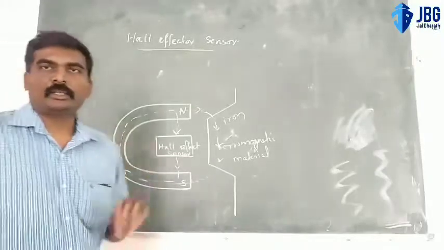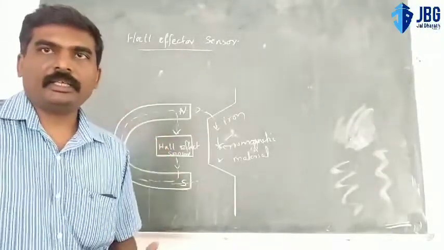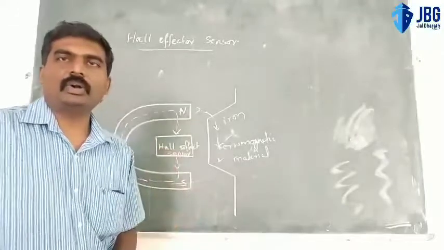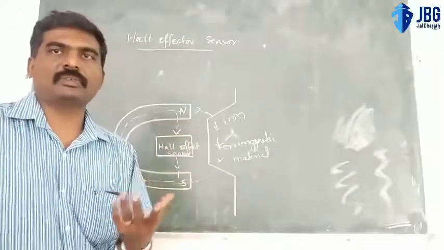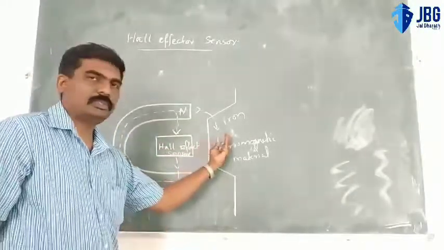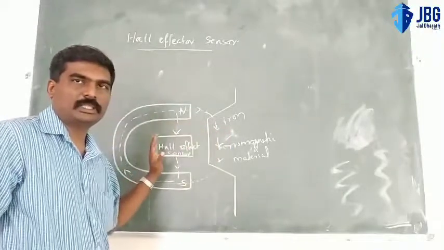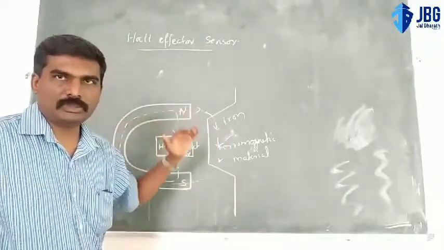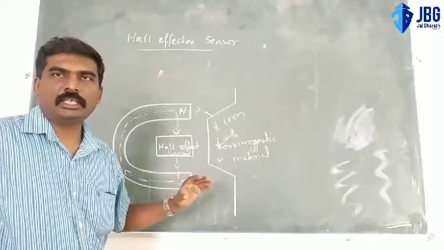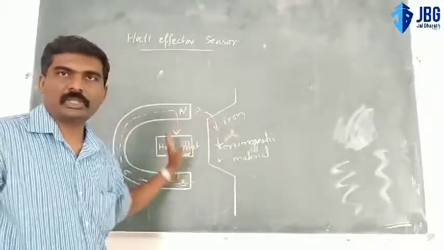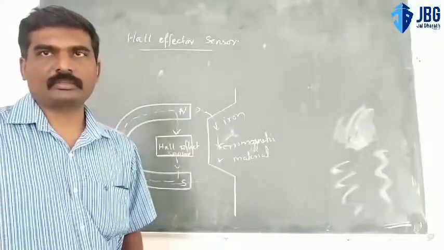So by detecting the reduction in Hall voltage, we can detect the presence of an object. When an object comes near to the Hall effect sensor, if the voltage reduces, that indicates the presence of an object near to the Hall effect sensor. Right?